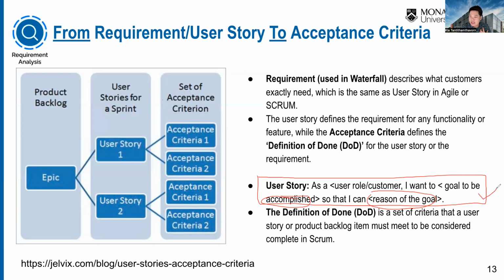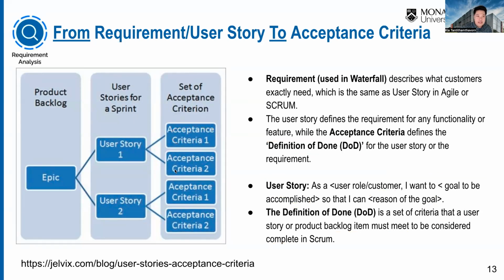And once we get this user story, we need to come up with the acceptance criteria here. What the system should perform in order to meet this criteria. That's the acceptance criteria from the end user perspective. Sometimes people call it the definition of done, right? What does it mean? It is a set of criteria that a user story or product backlog item must meet to be considered complete in Scrum. And we will try to work on this one together.